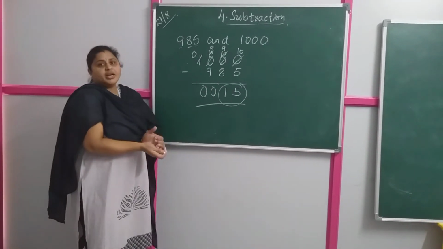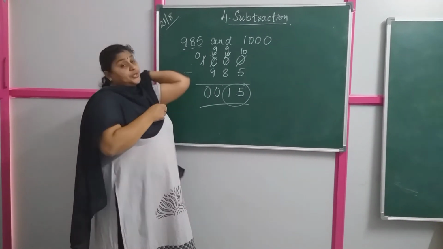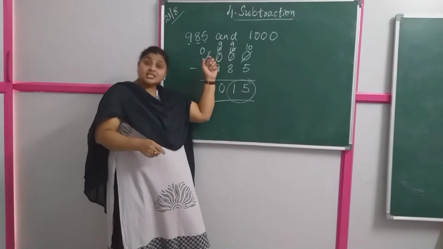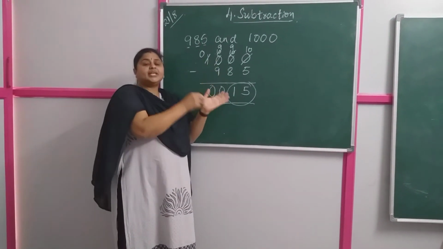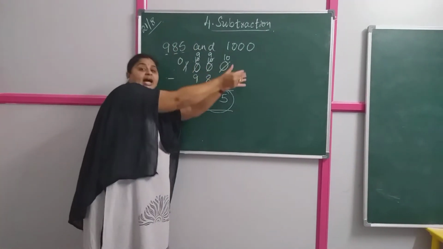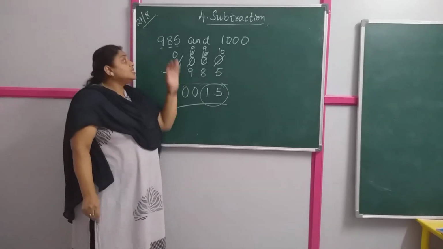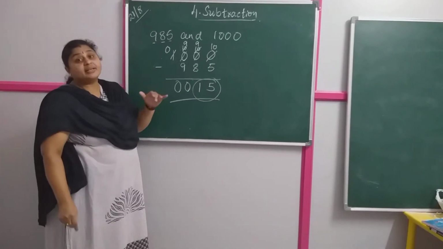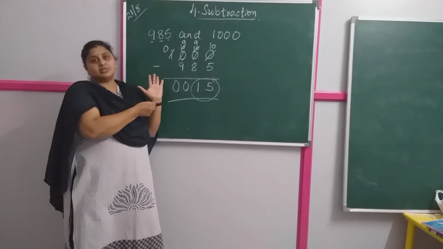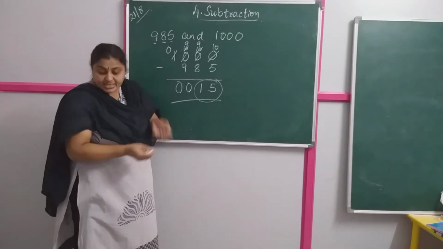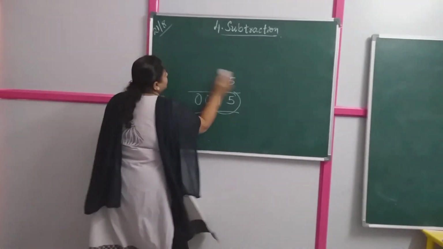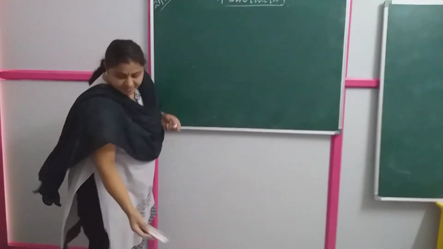15. Got it, children? So when you are not able to take a borrow from the previous number, check with the next previous number. So you are going to take a borrow to that particular number, again from that number to that number. Got it, children? So this is how you are subtracting by taking the borrow from the previous numbers. Hope you understood, children. Let us take another example.